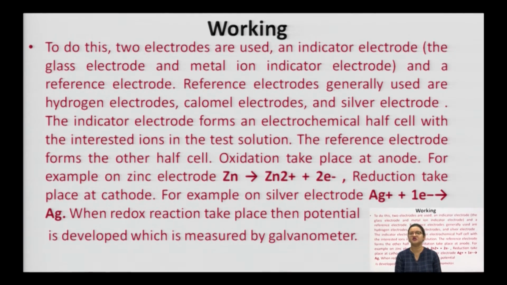One half cell reaction is formed by the indicator electrode and another half cell reaction is formed by the reference electrode. For example, here I have quoted an example which is visible on the slide of zinc. Zinc undergoes a reaction by leaving out 2 electrons and forming the cation Zn 2 positive. Then reduction takes place at the cathode.